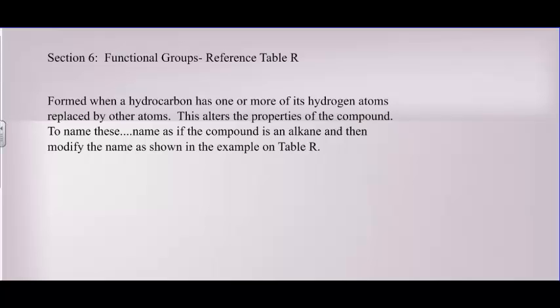You will have to know how to name these, and naming them isn't bad because they provide you an example in Table R. So generally, when we name these, we're going to name them as an alkane, and then modify the name as they show in the example on Table R. Otherwise, it's kind of overwhelming to have to memorize all these naming rules. I'll walk you through a few examples, though.